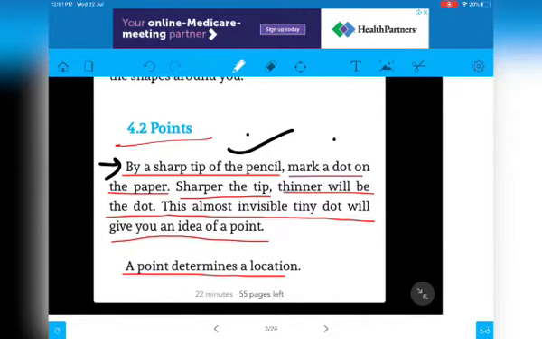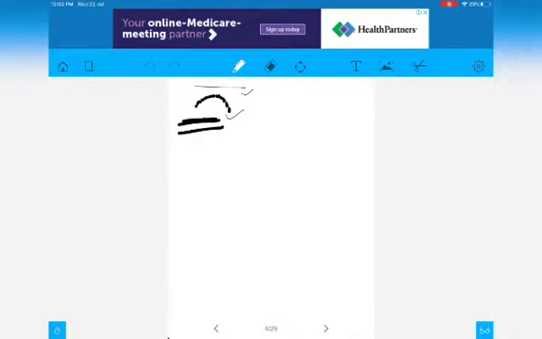A point determines a location. It shows the location of anything. Like on a sheet of paper, if I just mark a point A and point B, so this point A and point B are showing their positions. And one more thing, points are denoted by capital English alphabets like A and B, P, Q, and X, Y, Z, any alphabet you can use. Now this is the point.